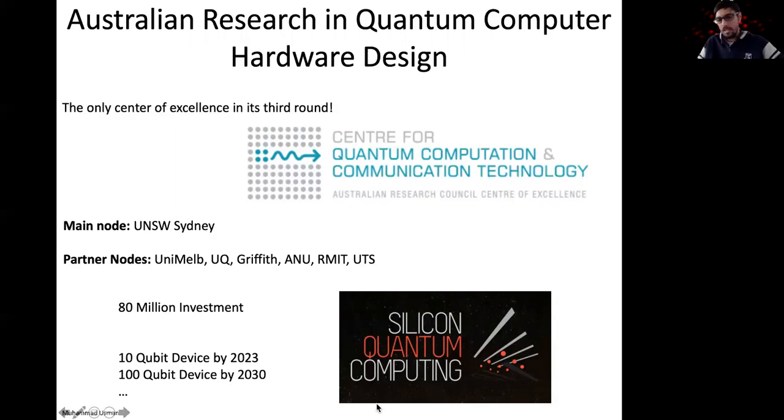Recently, a silicon quantum computing company has come out of this center with a generous 80 million investment. The target is that this company will be able to make 10 qubit devices by 2023, and then 100 qubit devices by 2030. So this is the kind of scalability we are targeting.